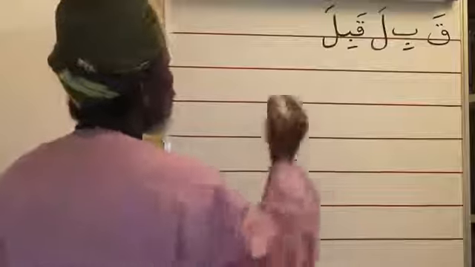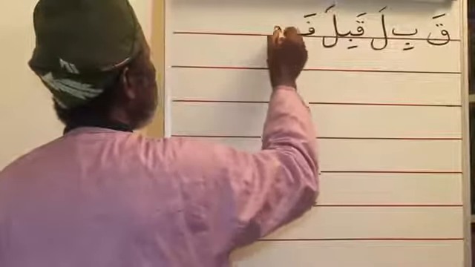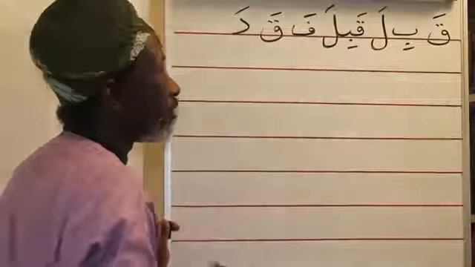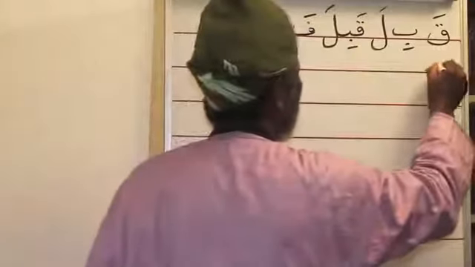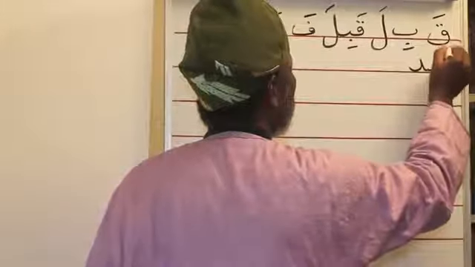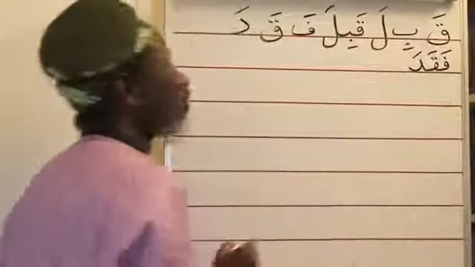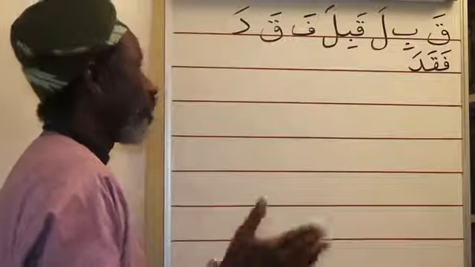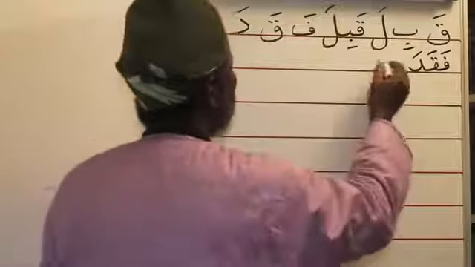Faqada. Fa. Qa. Da. Faqada. Let's join that. Fa. Qa. Da. Faqada. Now Qaf at the end is Nataqa.